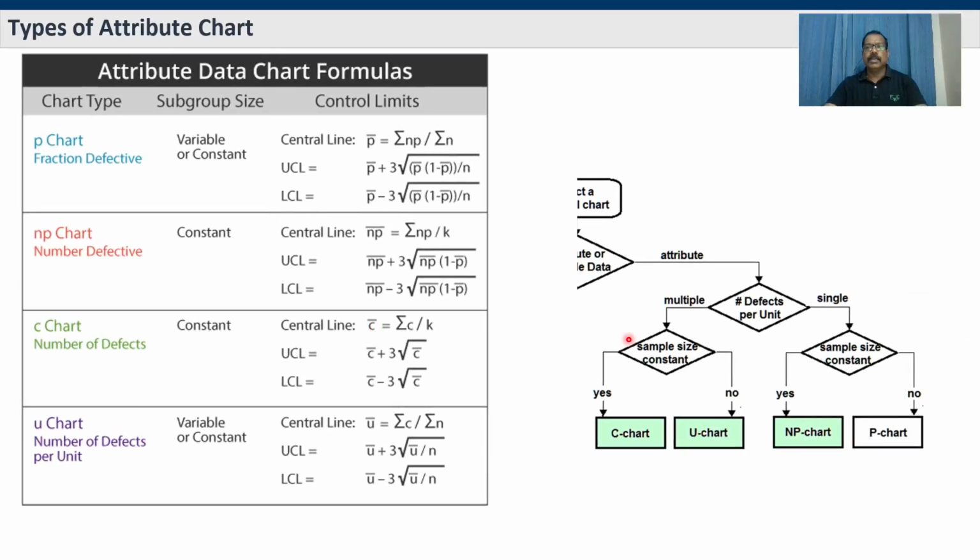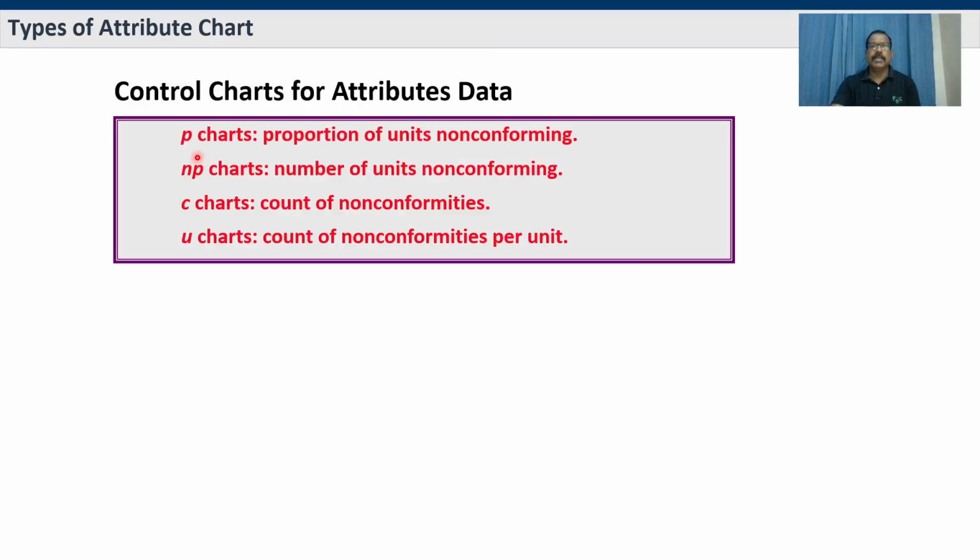Then I think it is not new for you. Attribute charts: how to decide P and T, NP or C or U. Based on the explanation, you understand that. Same thing is repeating. Proportion, numbers, count per unit. Unit means from one sample size how many, and how many errors or scratches are available in one item. C chart, NP chart and P chart.